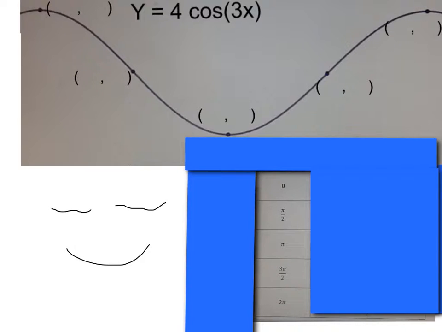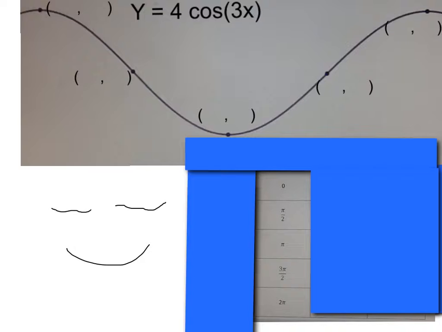1, 2, 3, 4, 5 points of a single wave of the function, and then we can extend it to do more waves if we want, but probably one wave is just fine. So all that's left to do is fill in the coordinates of those points, and slap some axes on there, an x-axis and a y-axis.